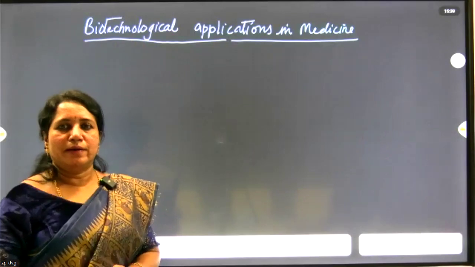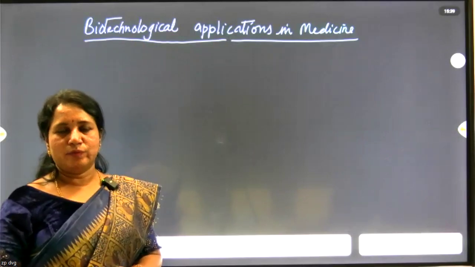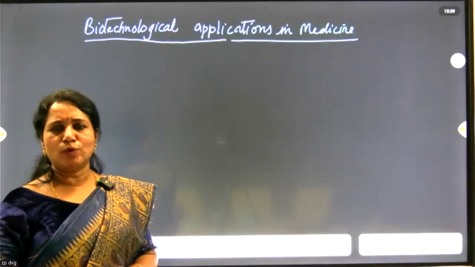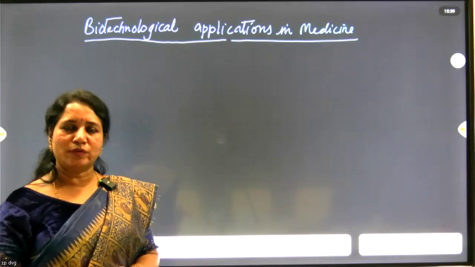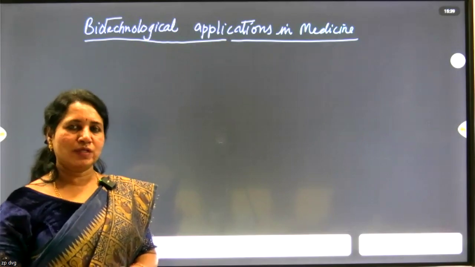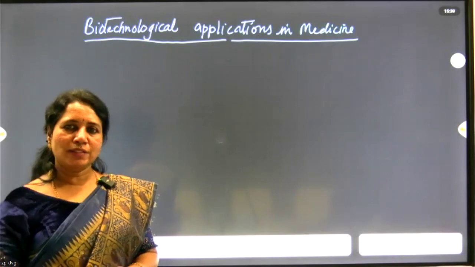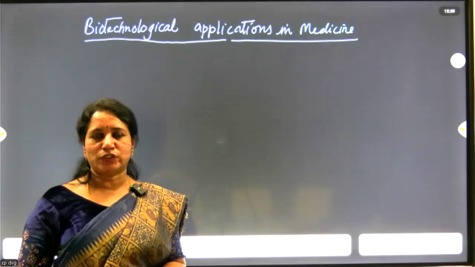Diabetes mellitus, what we call sugar disease, is the most common disease all over the world. It's growing very fast. So the remedy is only the insulin injection.